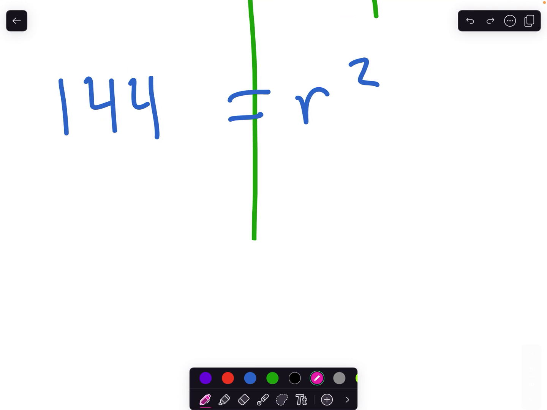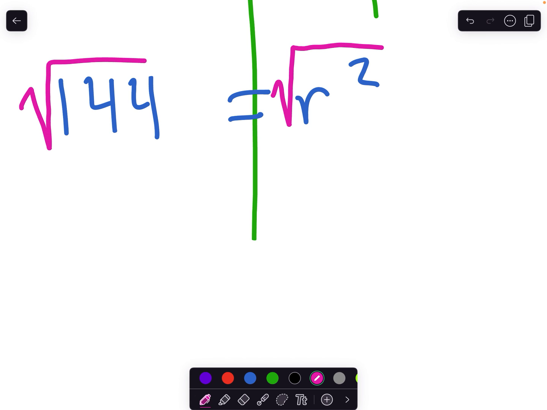So I would just start somewhere and think about it, right? 10 squared, 10 times 10. 10 times 10 is 100, right? So you know it has to be bigger than that. So we can try 11 times 11. That's 121. So we're getting close. 12 times 12 would be 144. So we could say we're going to actually do this. We're going to square root.